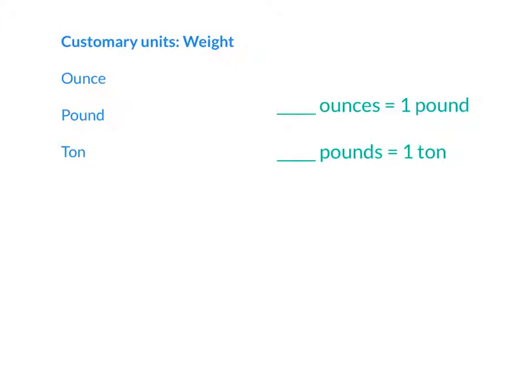In the customary system, we have ounces, pounds, and tons, and therefore, let's write down these conversions. Do you guys know how many ounces are in 1 pound? The answer is 16. Good. You need to know these facts. There's 16 ounces in 1 pound. So if I tell you that something weighs 18 ounces, is that more or less than 1 pound? More. That would be 1 pound and 2 ounces. Good. How many pounds are in 1 ton? 2,000. Very good. So write down that there are 2,000 pounds in 1 ton.